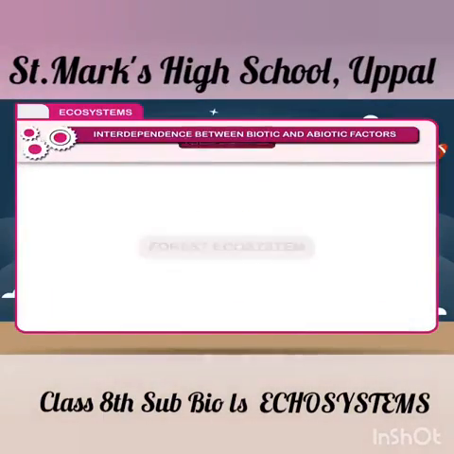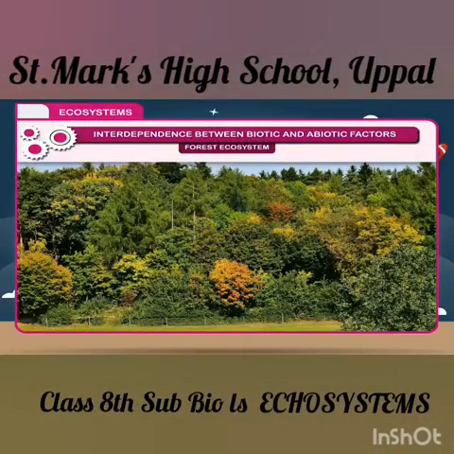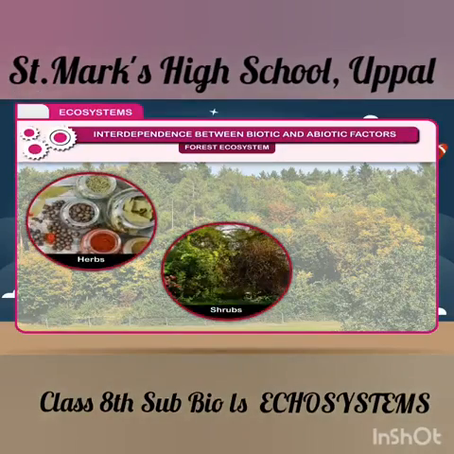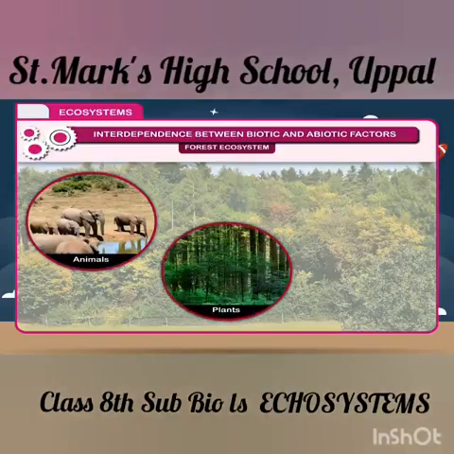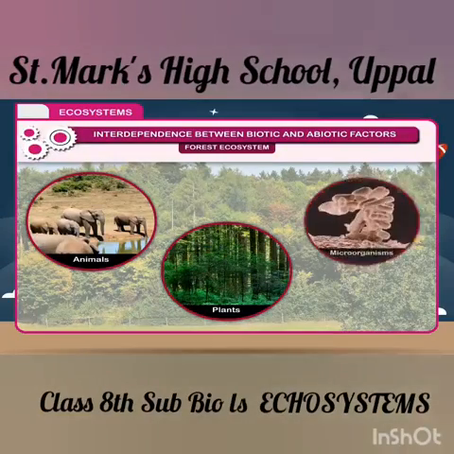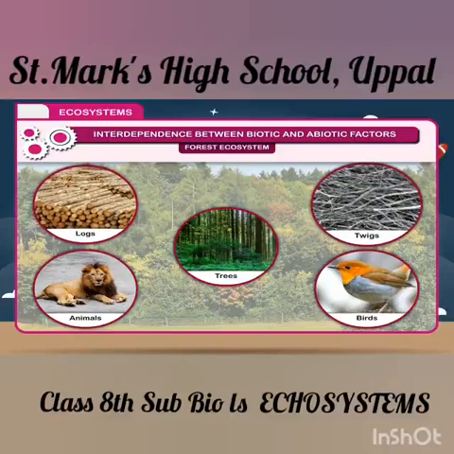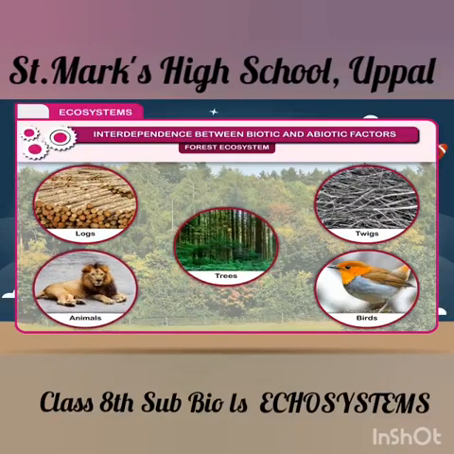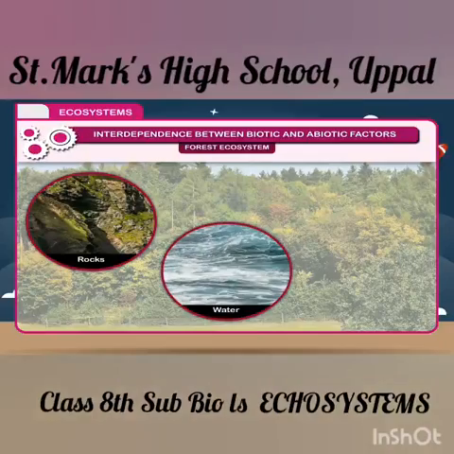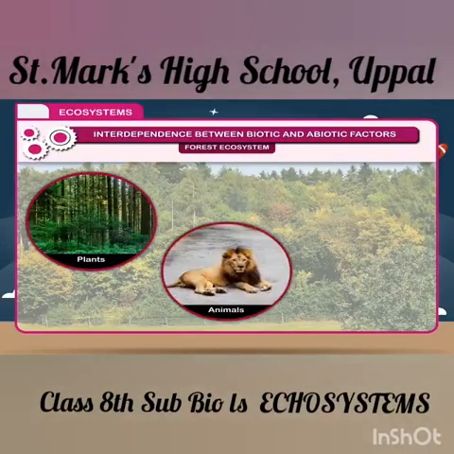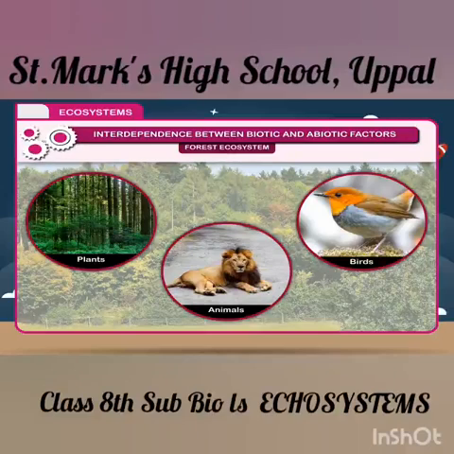Forest ecosystem. A forest ecosystem is a complete ecosystem which includes herbs, shrubs and trees, animals, plants and decomposers or microorganisms, dead things such as logs, twigs, trees, animals and birds, rocks, water and soil. Plants are producers while animals and birds are consumers.